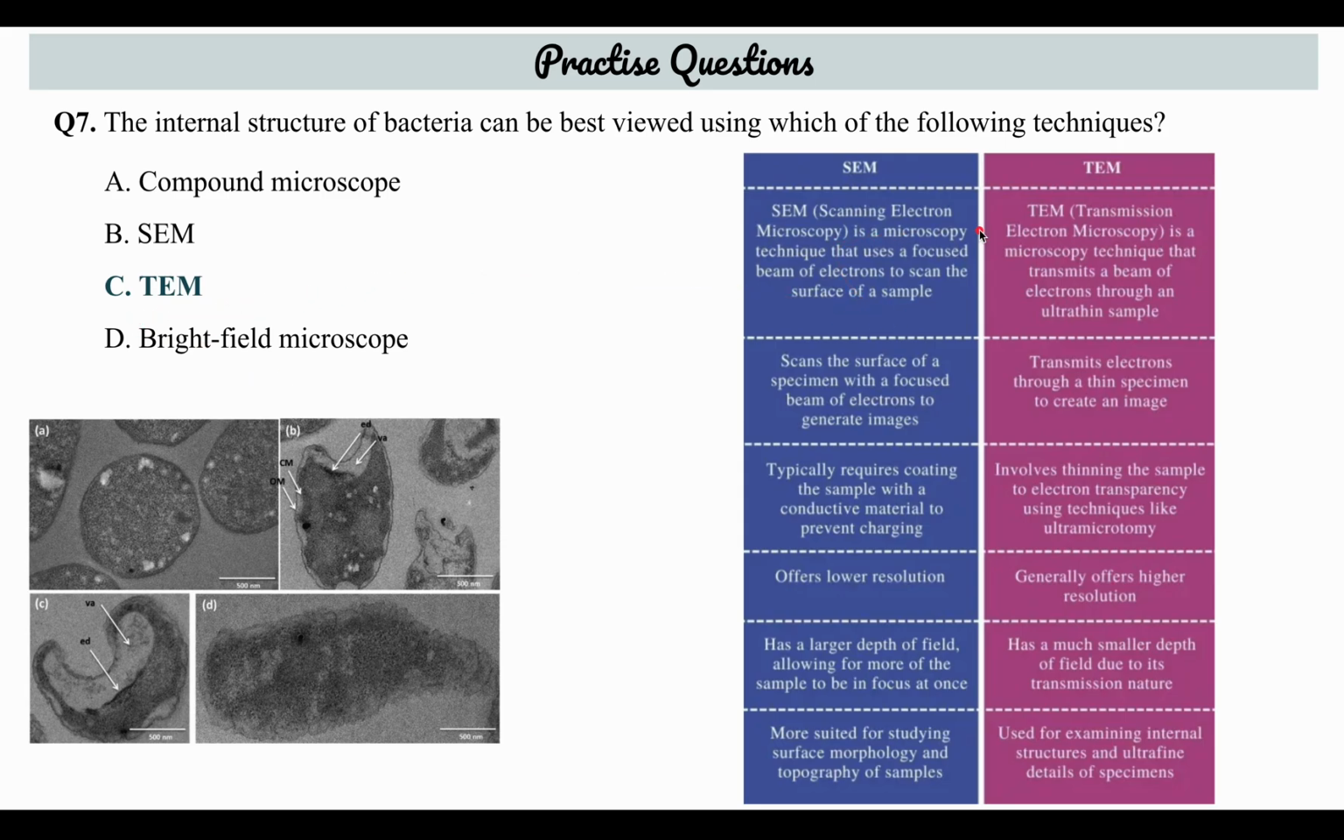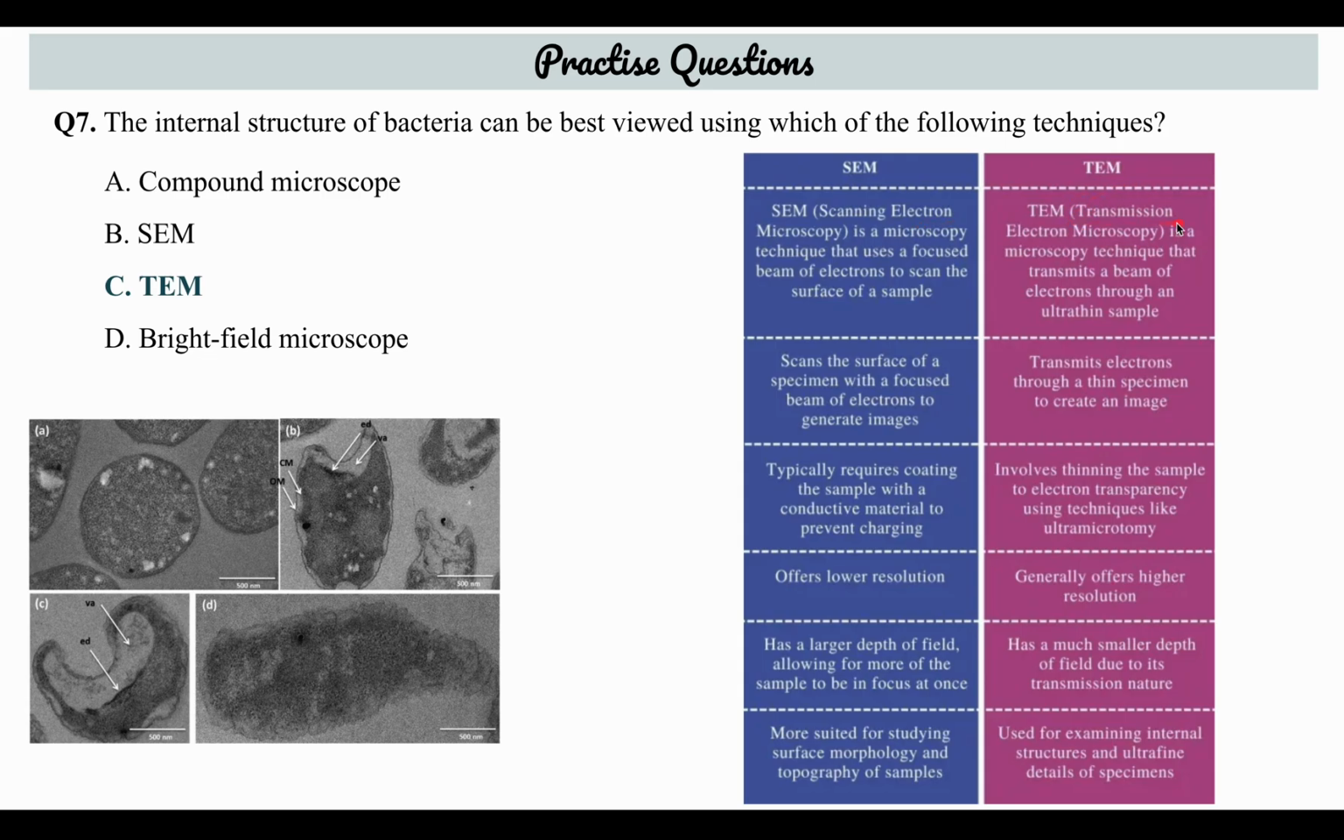And in this I have provided a difference table of SEM and TEM. This is very important, that you must understand the difference between both of them. When we say SEM, it is a scanning electron microscopic technique, which uses a focused electron beam to scan the surface of a sample. That's why it has got its name, scanning electron microscopy.